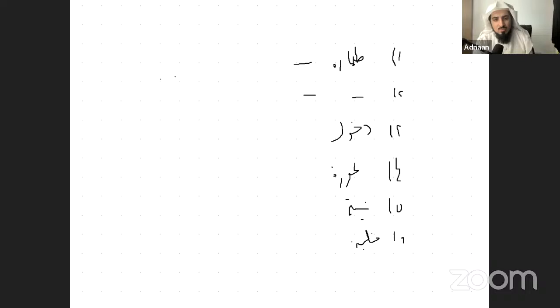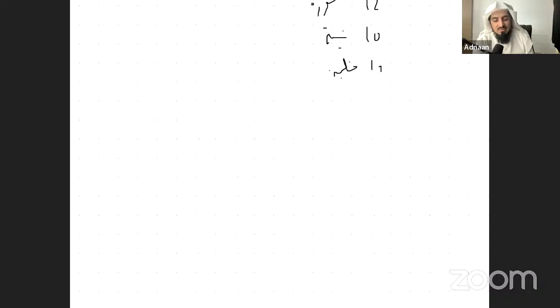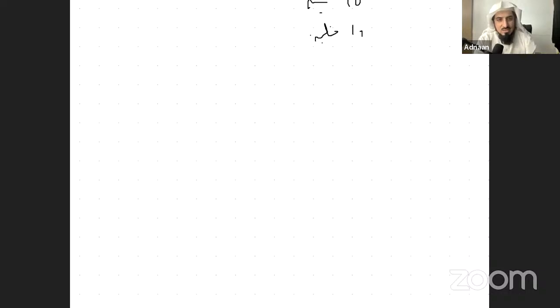Thereafter, we move on to fara'idus salah. So they tell you there's a condition before the salah. Now we're coming to the salah itself. Now you could divide it like this. Look here. It's your salah.